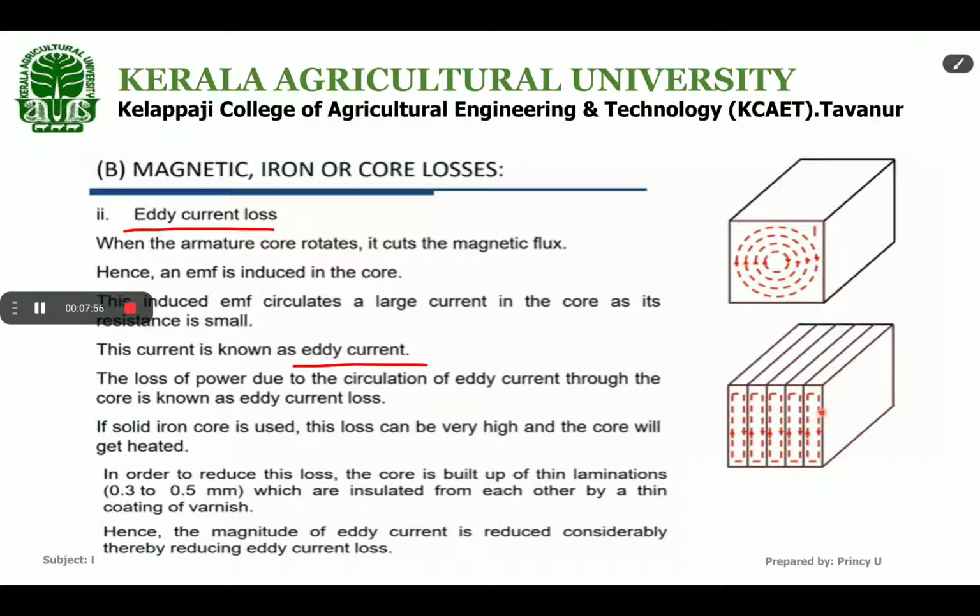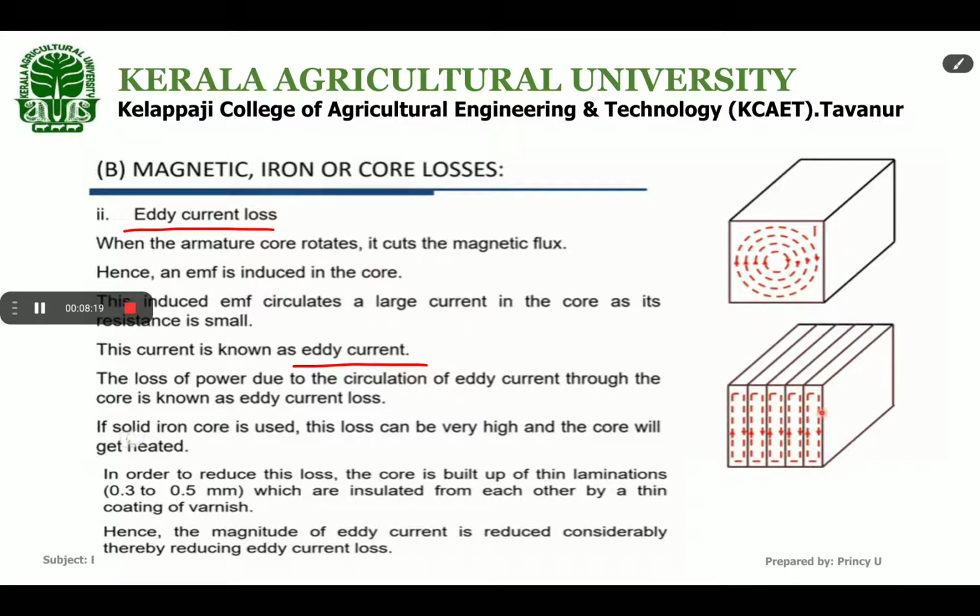The loss of power due to this circulation of eddy current through the core is known as eddy current loss. We know that it is an unwanted current which is circulating through the core. So that current is known as leakage current or eddy current. The loss due to this current is known as eddy current loss.